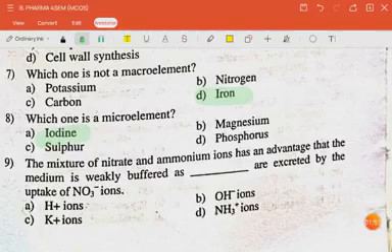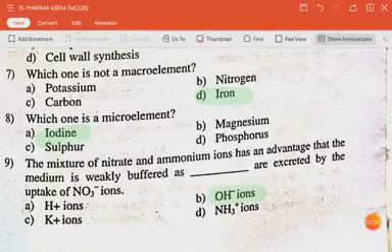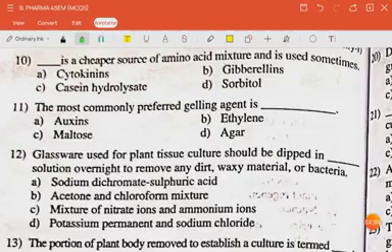The next question is, the mixture of nitrate and ammonium ions has an advantage that the medium is weakly buffered as Dash are excreted by the uptake of NO3 negative ions. OH ions is hydroxide ions. The question is, Dash is a cheaper source of amino acid mixture and is used sometimes. Casein hydrolysate. The next question is, the most commonly preferred gelling agent is agar.